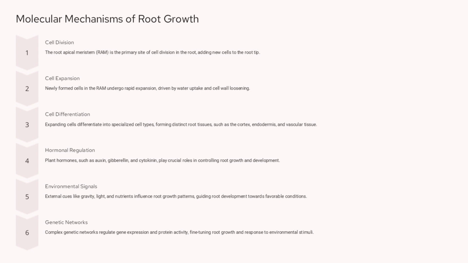Plant hormones, such as auxin, gibberellin, and cytokinin, play a critical role in coordinating these processes, regulating cell division, expansion, and differentiation. External environmental cues, like gravity, light, and nutrient availability, also influence root growth patterns, guiding the root system towards favorable conditions. Underlying all of these processes are complex genetic networks, which fine-tune gene expression and protein activity to ensure the root can respond and adapt to its environment.